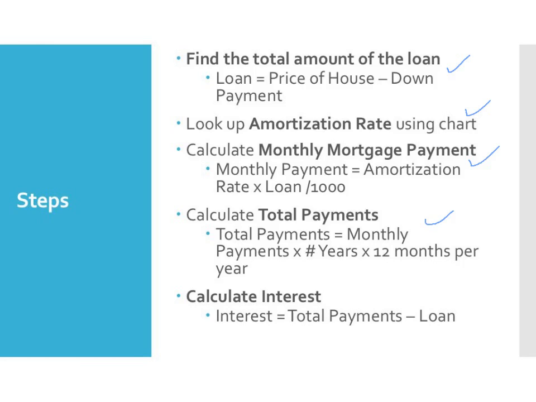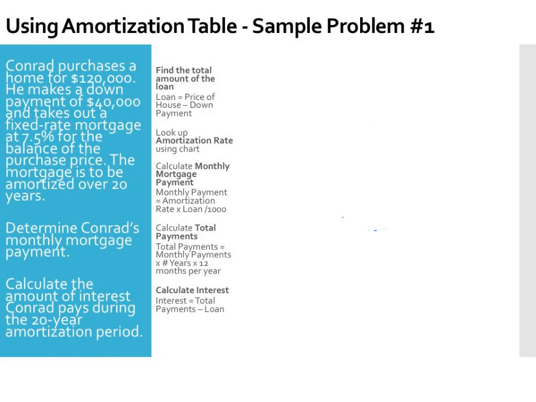Okay, so we'll go to an example question here. In this question, I'm just going to highlight a few of the key points that we want to remember. Conrad is going to purchase a house for $120,000. He's going to make a down payment of $40,000, so that's important. The interest rate that he's given at the bank is 7.5%, which, as we talked about yesterday, is a little high for the interest rates that are going right now, and he's going to be paying that off over 20 years.